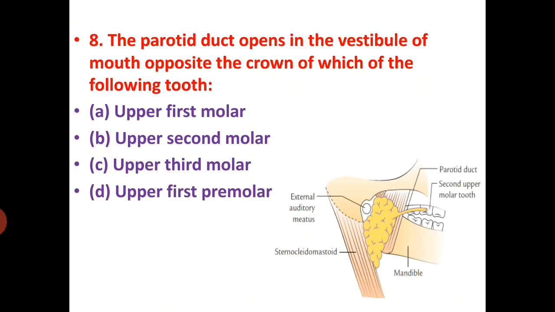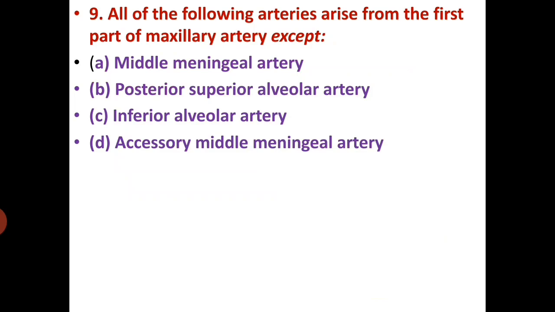So we'll see that. Here in this diagram you can see the parotid gland and parotid duct. The parotid duct opens opposite the second upper molar tooth. So the answer here is upper second molar tooth. All of the following arteries arise from the first part of maxillary artery except middle meningeal artery, posterior superior alveolar artery, inferior alveolar artery, accessory middle meningeal artery. So the answer is posterior superior alveolar artery.